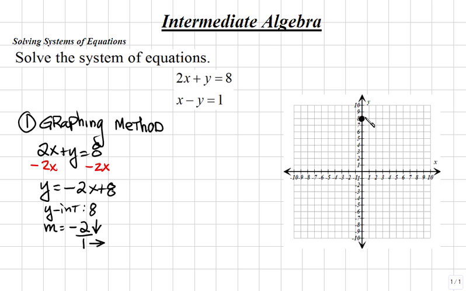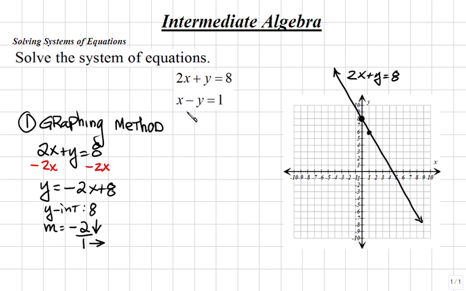With our slope, we'll use a rise and run to find a second point to draw our line. So we'll go 2 units down and 1 unit to the right. Once we have 2 points, we can draw the line that passes through these 2 points. So, drawing our line, this line represents our first equation, which is 2x plus y equals 8.